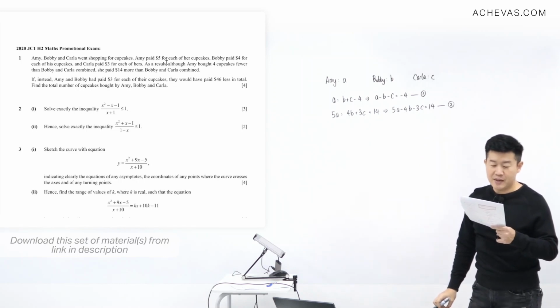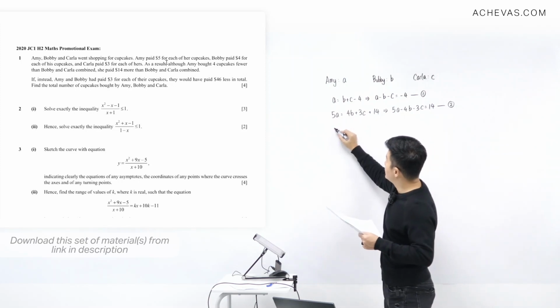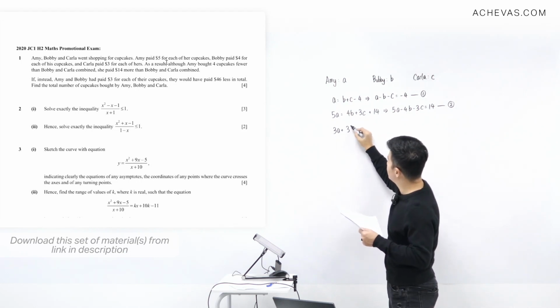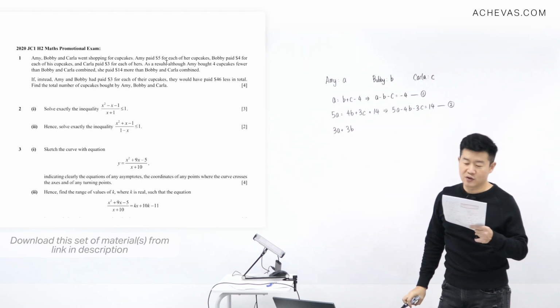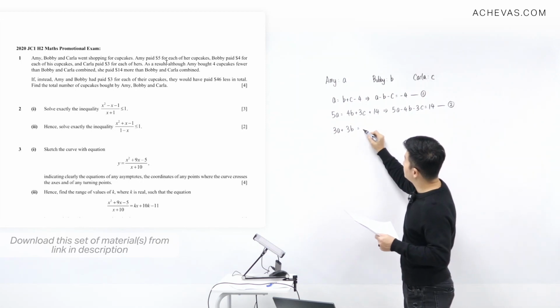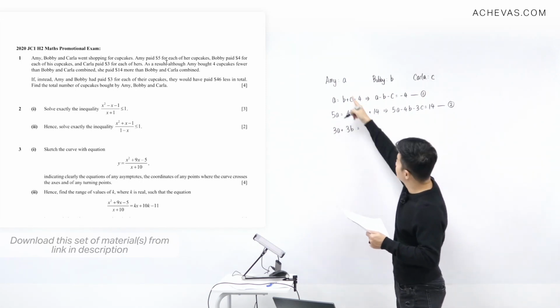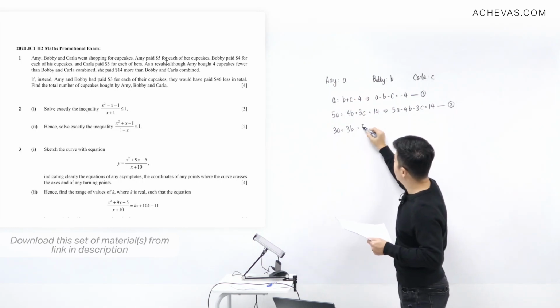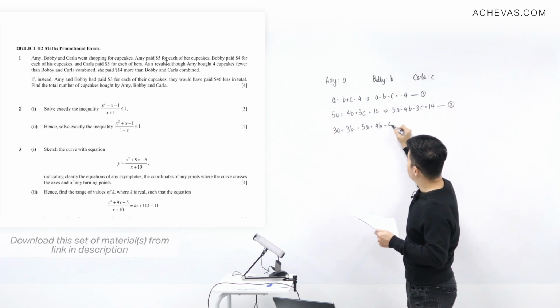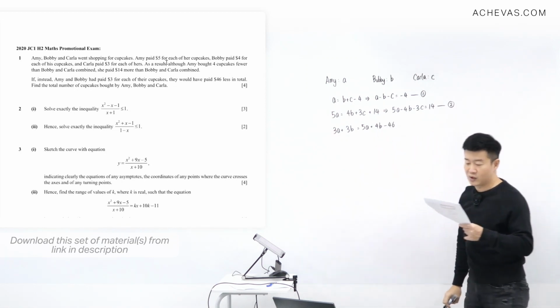And if Amy and Bobby paid $3 each for their cupcake, so for Amy, $3 each for the cupcake is going to be 3A, and for Bobby, $3 each is going to be 3B, and this amount is going to be $46 less than what they would have paid. So the original amount that they would have paid is going to be equal to $5 per, so 5A, $4 per, so 4B, and we minus 46, and this will be what the question is describing.